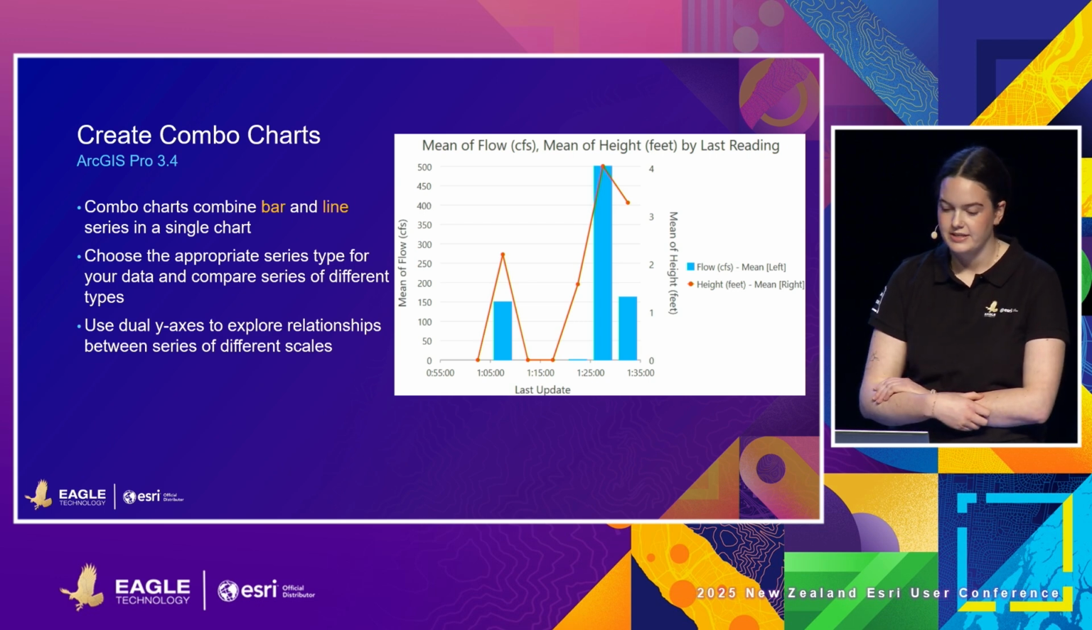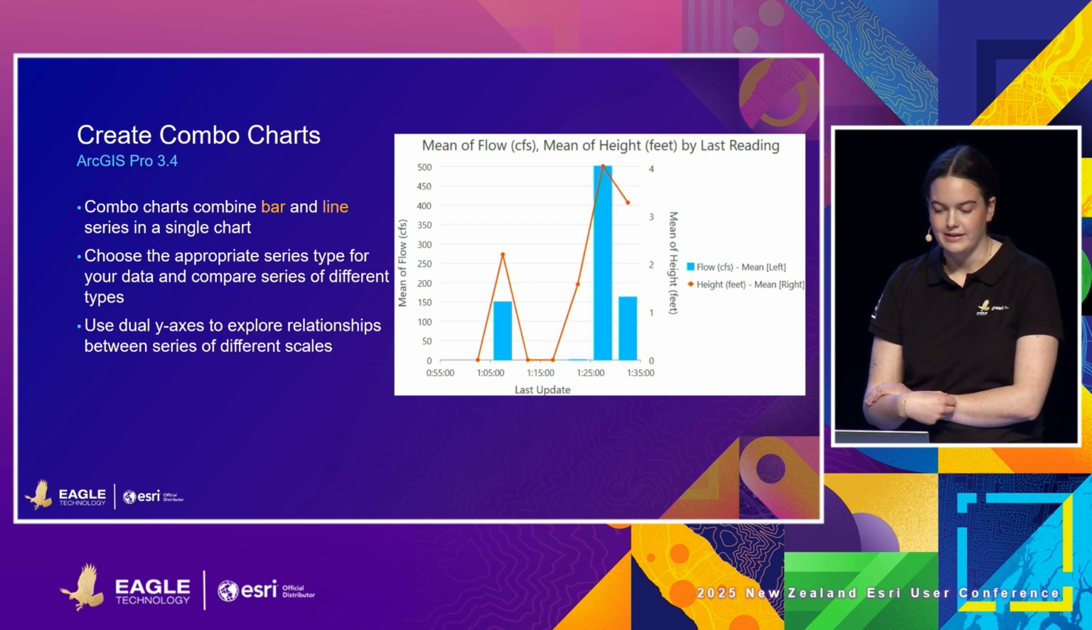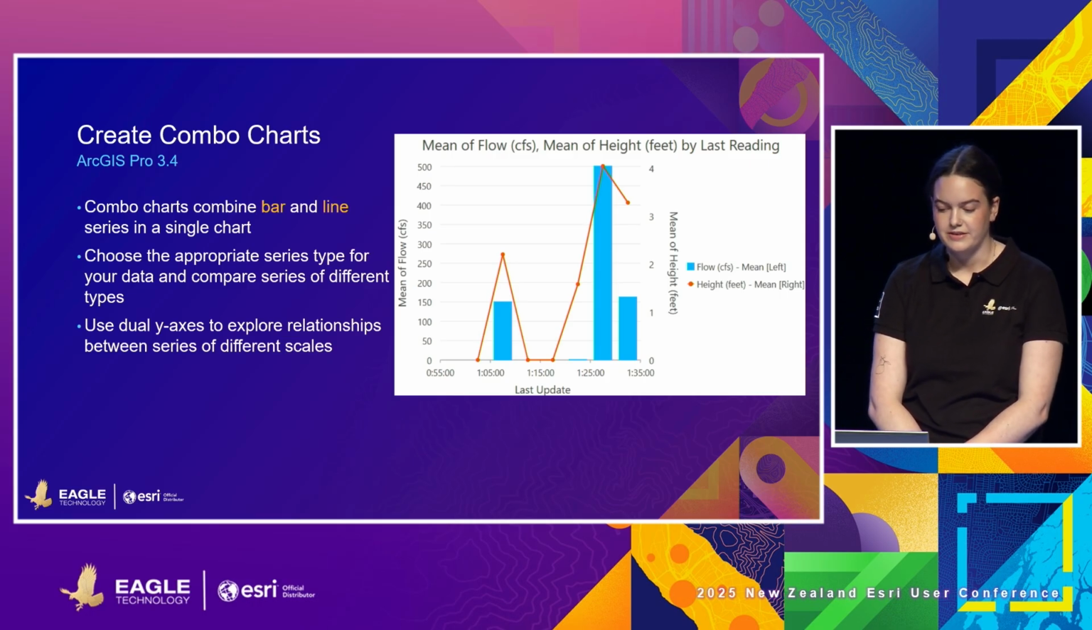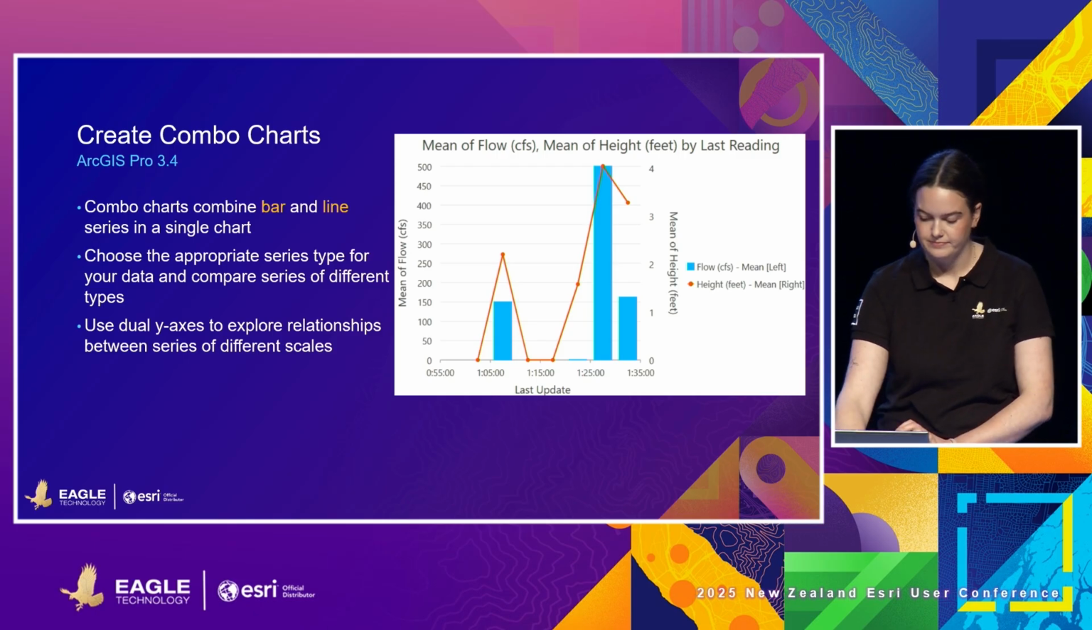In this chart here, you can see river flow and river height. So two different units shown on each axis, a clear example of different scales showing the same trend.